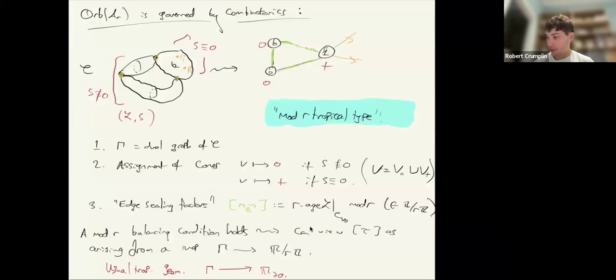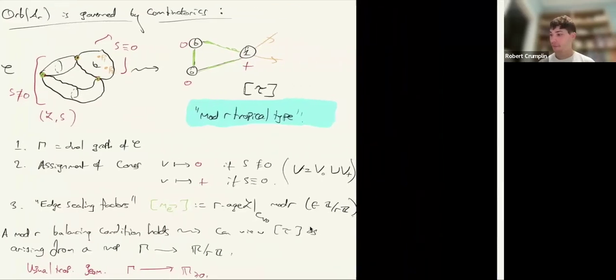Oh, maybe I should say, I will often denote these kinds of pictures, these types, as tau in square brackets. There is a notion of an actual tropical type, which is usually written as tau, not in brackets. And I should say as well, if you have a genuine tropical type, something from usual tropical geometry, you can reduce it modulo R and get one of these. So that's the notation.